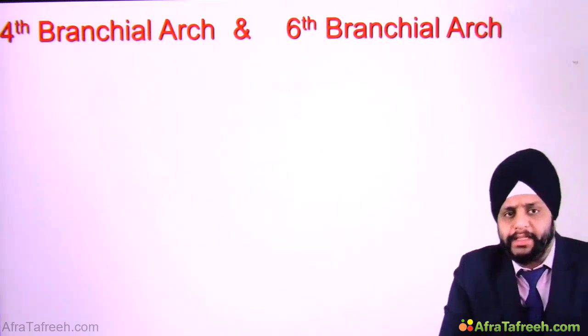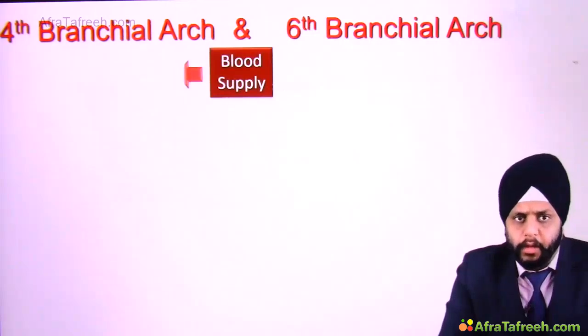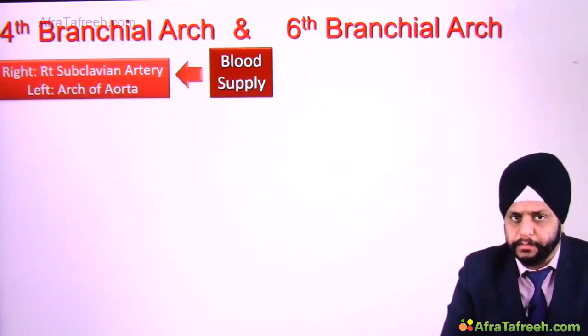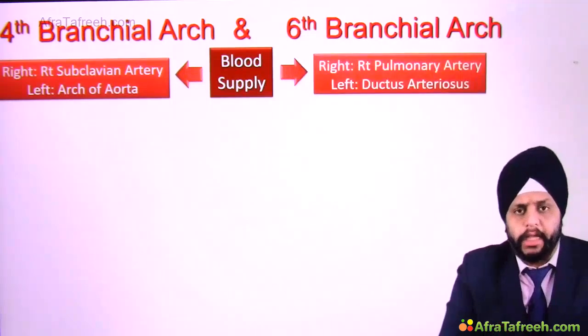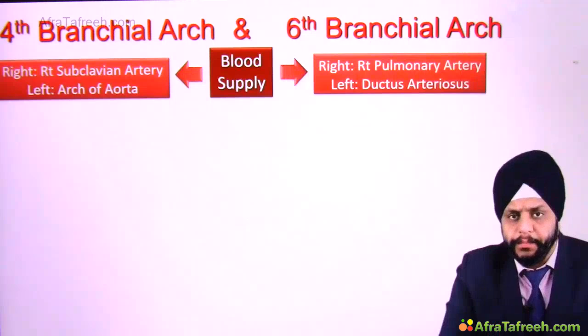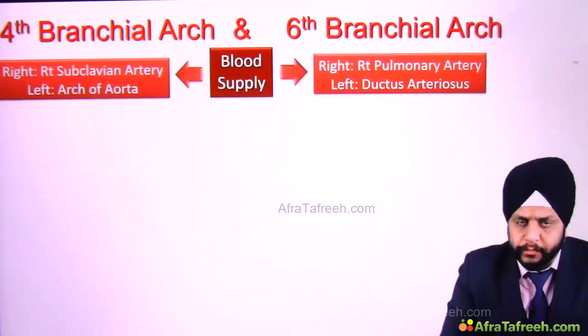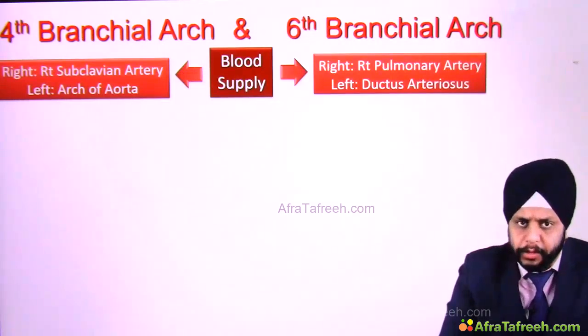What is the blood supply of these arches? You see the fourth arch, on the right side, we have right subclavian artery. On the left side, we have arch of aorta. The sixth arch blood supply, on the right side, we have right pulmonary artery. On the left side, we have ductus arteriosus. So that's the blood supply, fourth arch and the sixth arch.